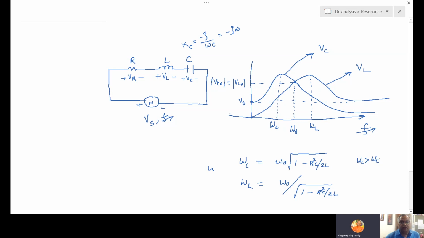So omega L is greater than omega C; omega naught is greater than omega C, and omega naught is less than omega L. Omega L is the frequency at which VL is highest. Omega C is the frequency at which VC is highest. Okay. So this is the concept I forgot earlier, and I have covered this.